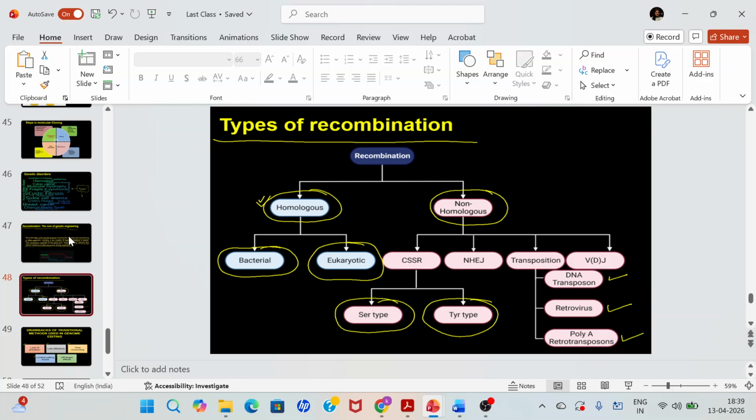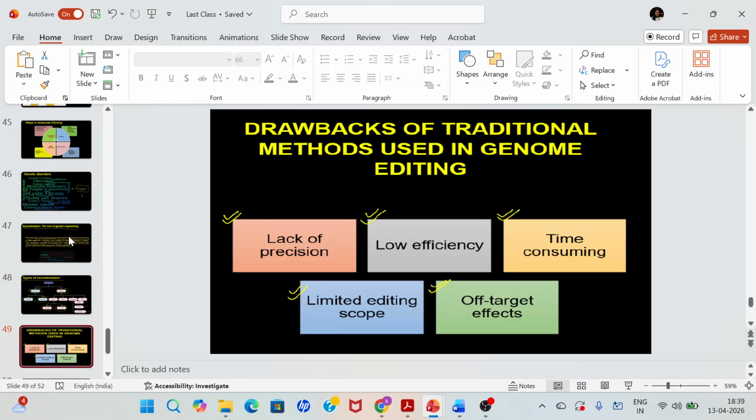Next is the type of recombination reaction that can happen. It can be homologous or non-homologous. Homologous is in bacteria or eukaryotes. Non-homologous has many names. Okay.